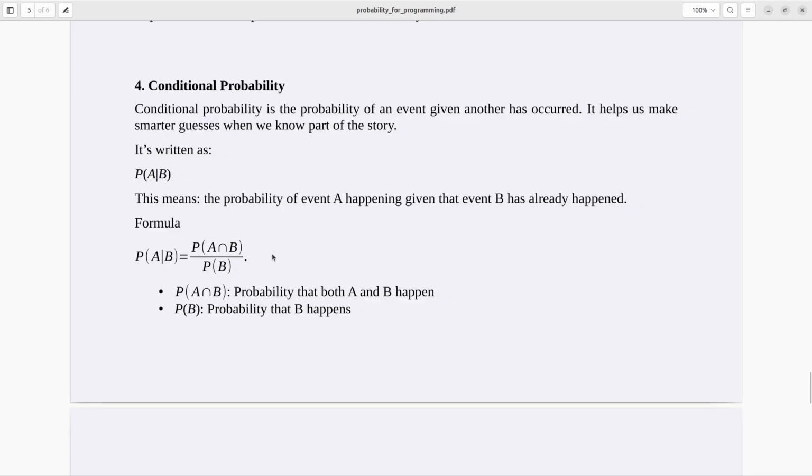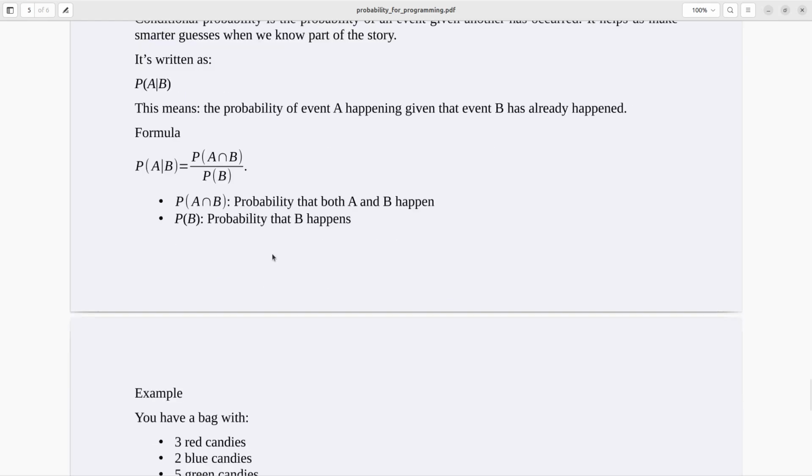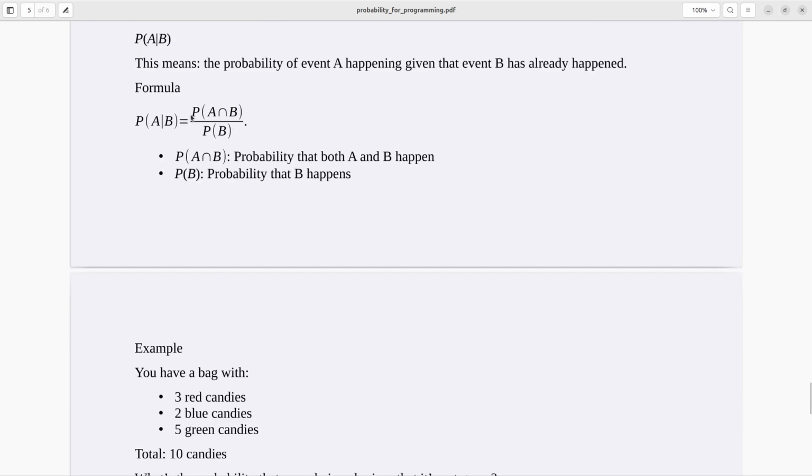And the formula of the conditional probability is this one. P of A given B equals P of A intersect B divided by P of B, okay? So P of A intersect B is the probability that both A and B would happen. That's why we will have an intersection of the two sets A and B. And P of B here means the probability that B would happen, okay? So if we know B, we can use it to make a smarter guess of the event of A coming out, okay?